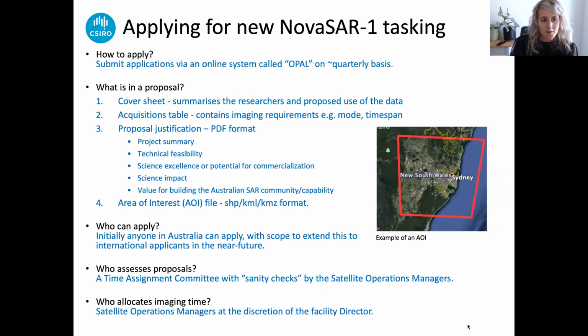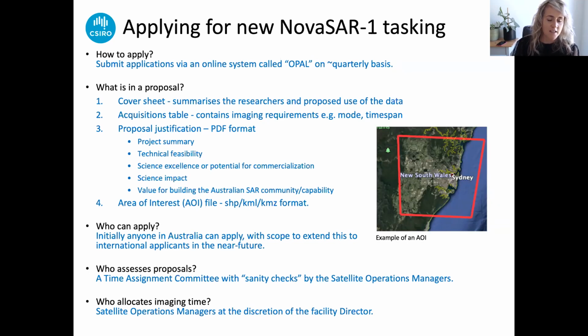So I'm going to talk to you now a little bit about applying for new Novasar tasking for your R&D projects. So users will be required to submit an application, and this model of accepting applications has been used successfully for the Australia Telescope National Facility for over 10 years. So it's been proven successful for many, many years. So you will be required to submit applications via an online system called Opal, and this will be on approximately a quarterly basis. The proposals will consist of 4 different elements.